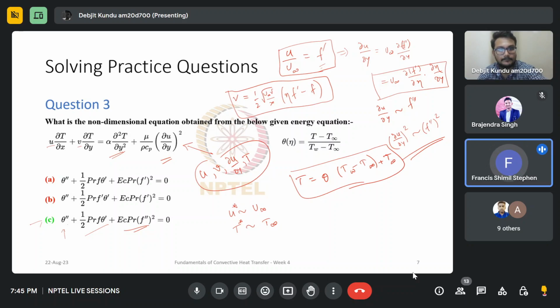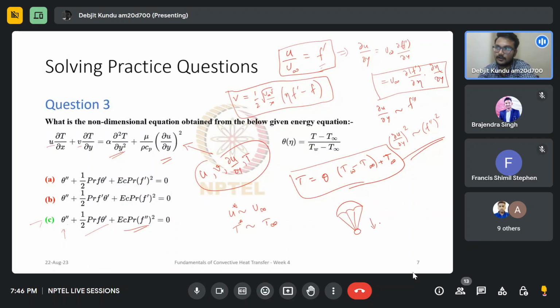What is the necessity of non-dimensionalizing this equation? Good, very good question. Why do we do non-dimensionalization in the first place? Forget about all this. Let's take a very simple example. Let's say I have a balloon like this.